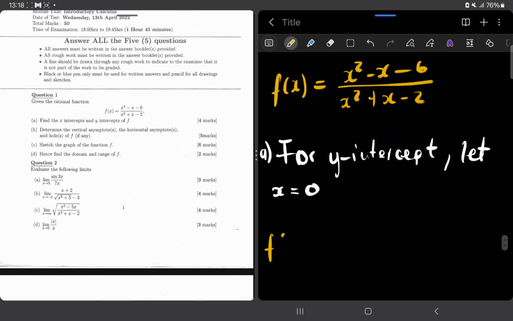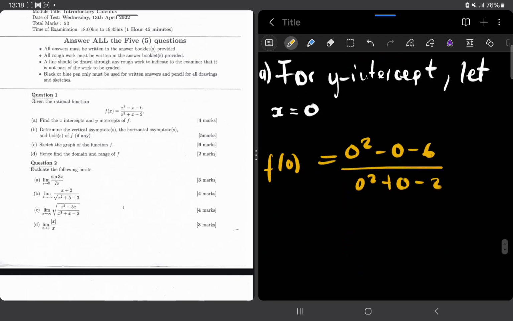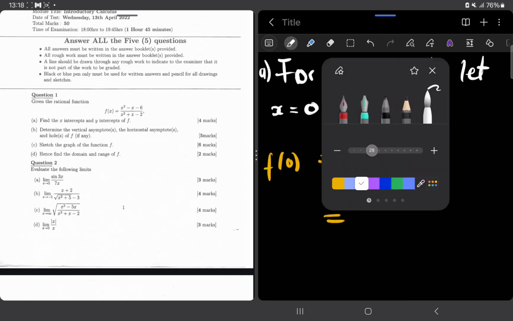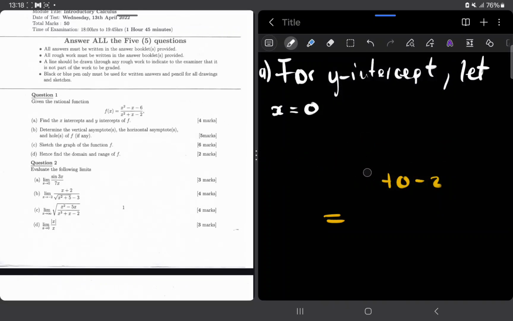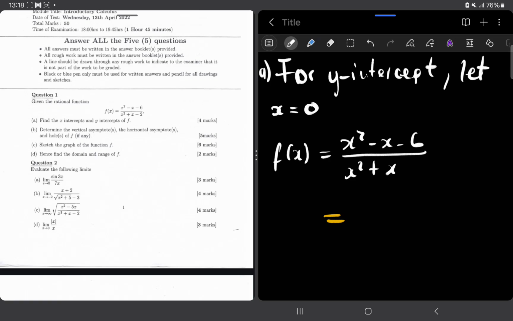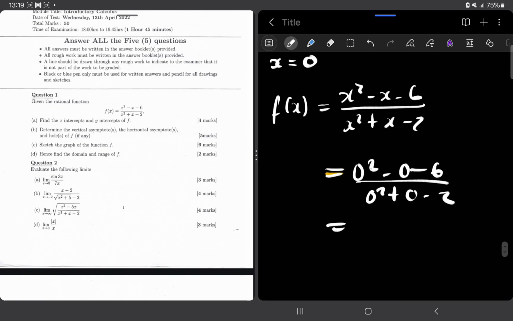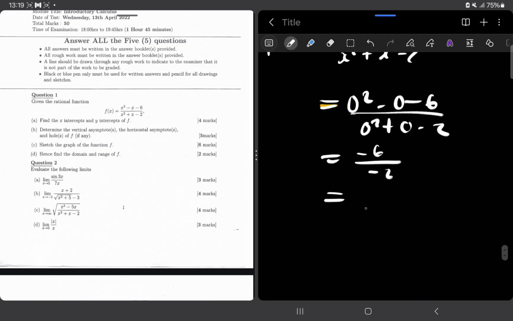So therefore, you're going to say f of 0, wherever there was x, you put 0 now, is equal to 0 squared minus 0 minus 6 all over 0 squared plus 0 minus 2. If you want, you can first rewrite f of x, it's okay. This gives us minus 6 over minus 2. Negative into negative, your answer is positive. 6 divided by 2 is 3. You can use a calculator if you're not sure.